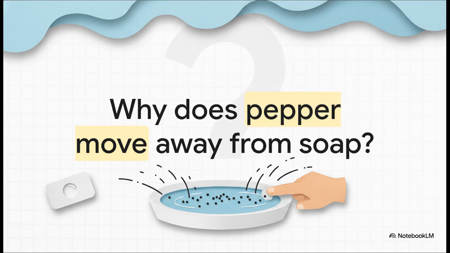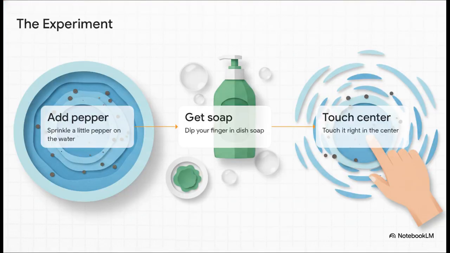And to really get what's going on, we've got to look super closely at the exact chain of events. Okay, let's dive into this. The physical setup here is elegantly simple. You've probably even done it yourself. First, you just sprinkle some normal black pepper onto a bowl of water. Then you dip your finger into a little bit of regular dish soap. And finally, you just touch it right dead in the center of the bowl. That one single action, just that tiny touch right in the middle, is the catalyst for the whole shebang.